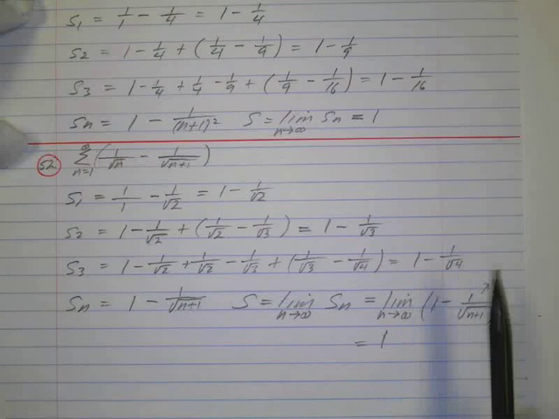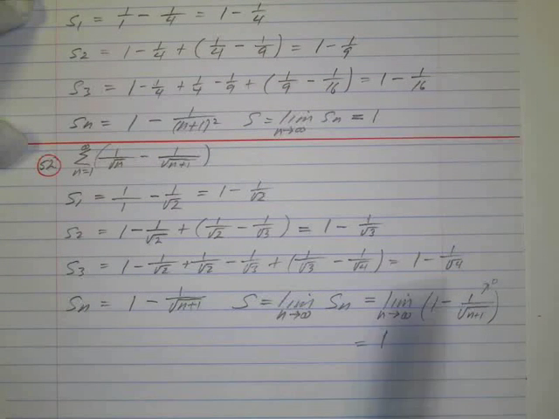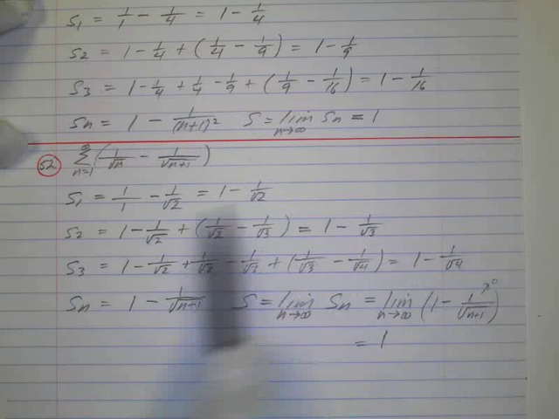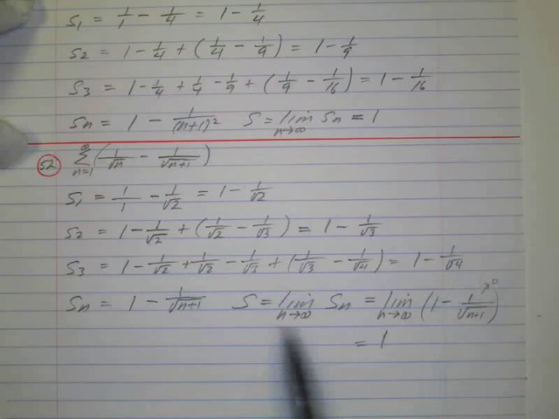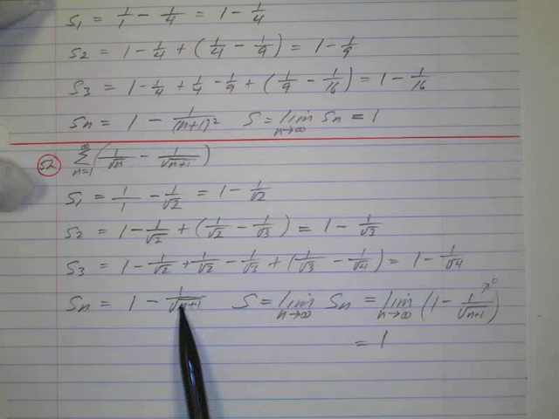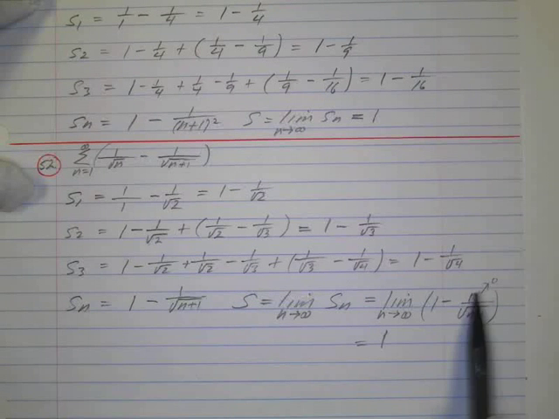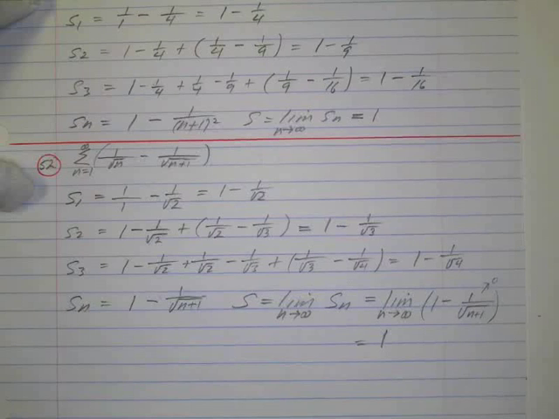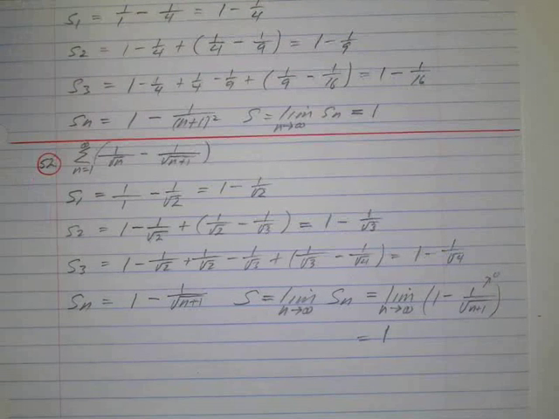So s sub n is going to be 1 minus, and this looks like this is going to be 1 over, in each case it's n plus 1, so the square root of n plus 1. If I take the limit as n approaches infinity, this is going to get really, really big, so it's going to become 0. That's going to go to 0, so my answer would just be 1. So that's 52.